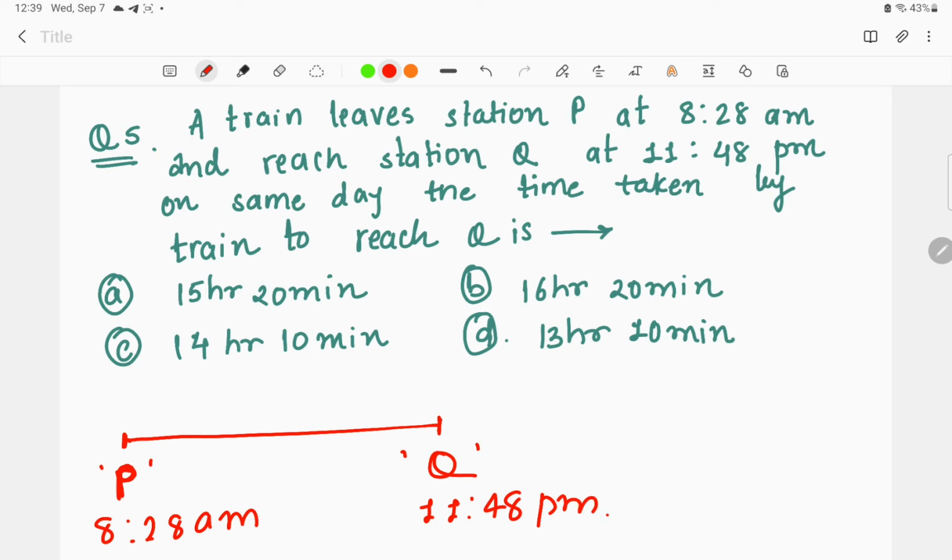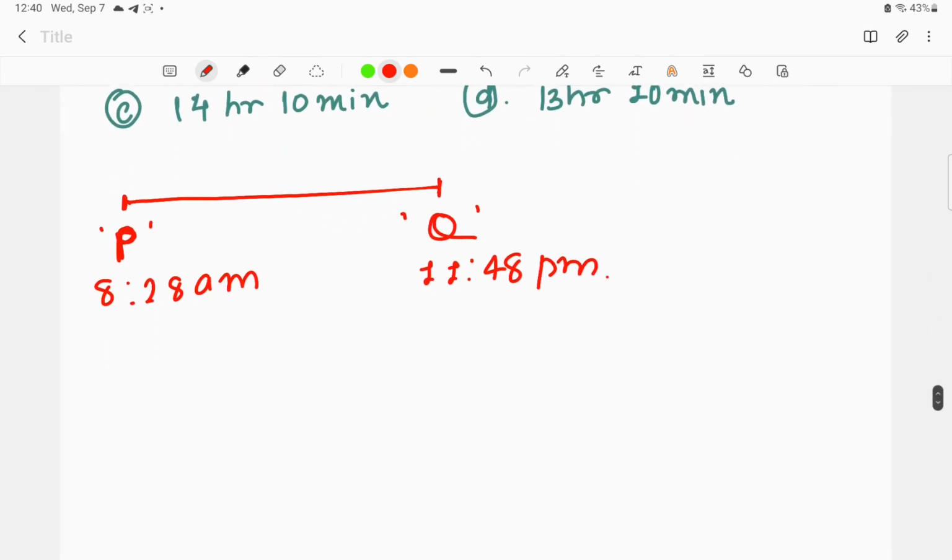A train is leaving station P at 8:28 and reaching station Q at 11:48. Now what we have to find here is the time required, or time taken, by the train to reach station Q. Okay, now how do we find the answer to the question?